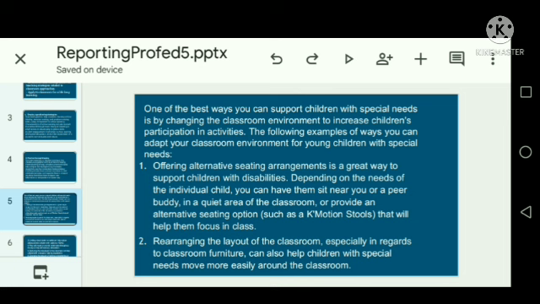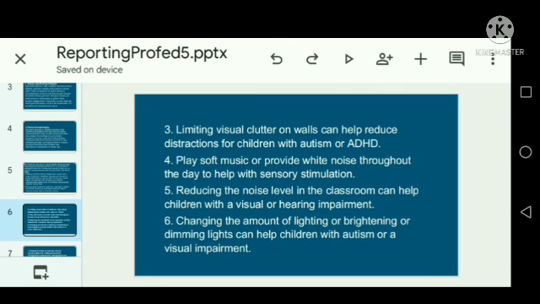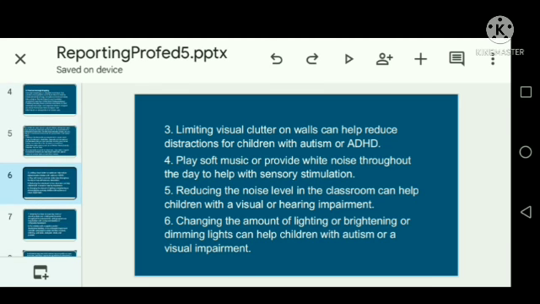And number two, arranging the layout of the classroom, especially in regards to classroom furniture. Sa mga bangko, it can also help children with special needs move more easily around the classroom. So dili kinahanglan nga daghan kaayo ang bangko. Magbutang lang kung pila sila ka number, aron dili sila maglibot-libot, kay magina sa mga bata, normal, especially sa mga special needs nga bata.